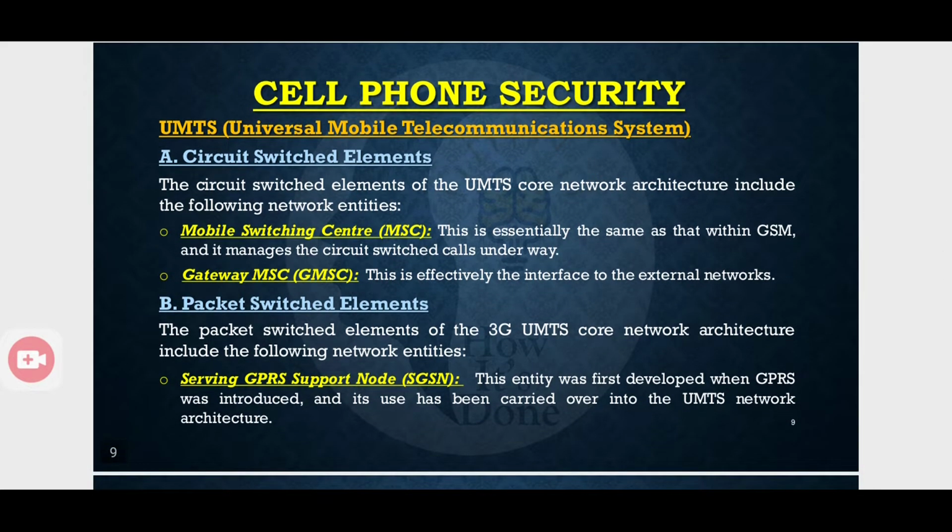So circuit switched elements contain MSC and GMSC: the Mobile Switching Center as well as the Gateway MSC. The mobile switching center is essentially the same as that within GSM, and it manages the circuit switched calls underway. And the gateway MSC is effectively the interface to the external network. And the packet switched elements contain, as the first component, the Serving GPRS Support Node, that is SGSN. The entity was first developed when GPRS was introduced, and its use has been carried over into the UMTS network architecture.